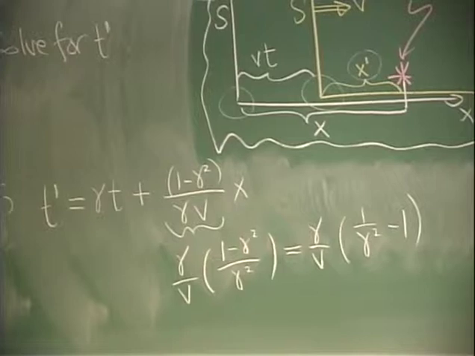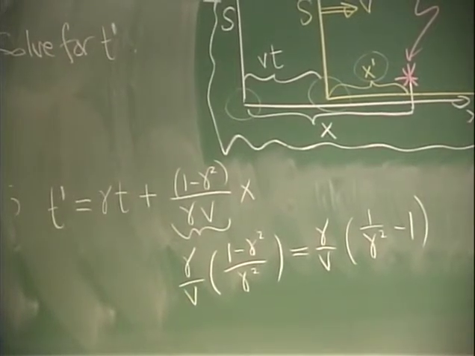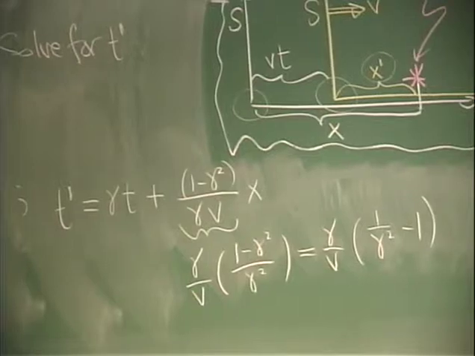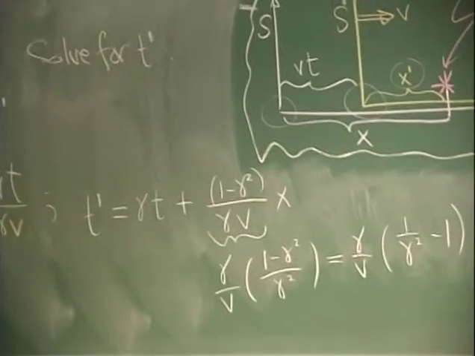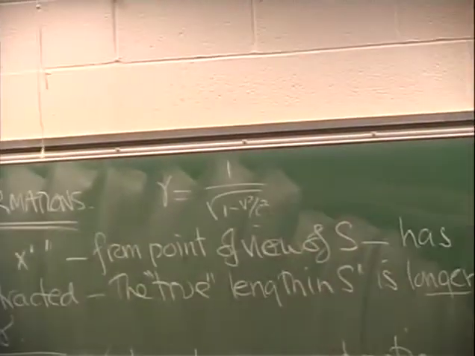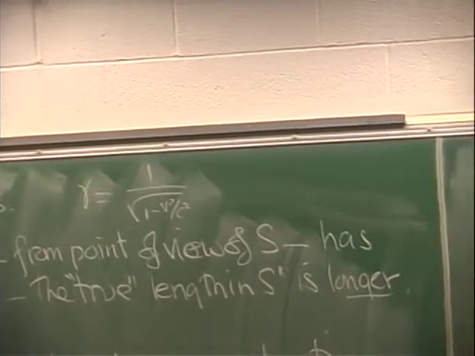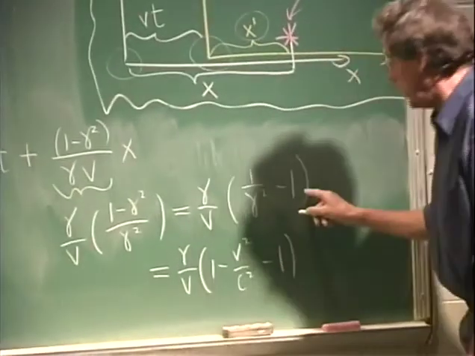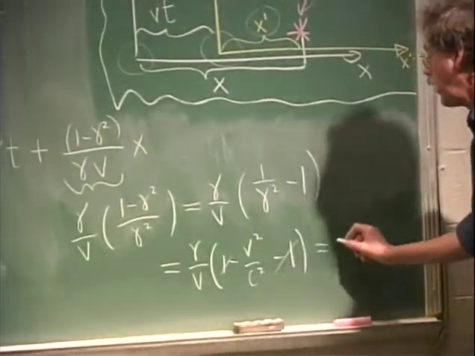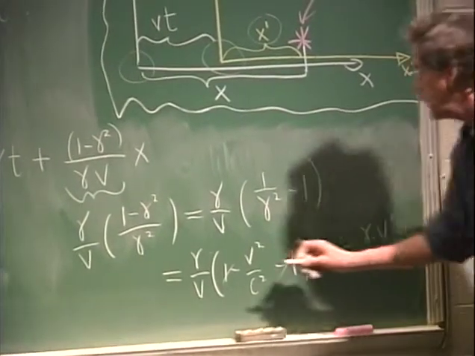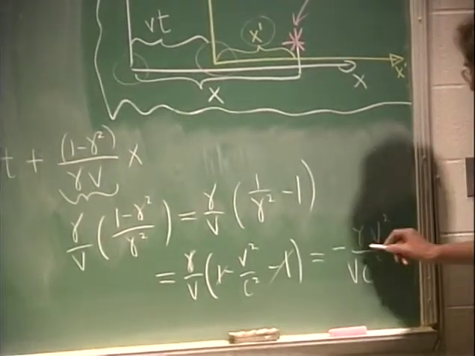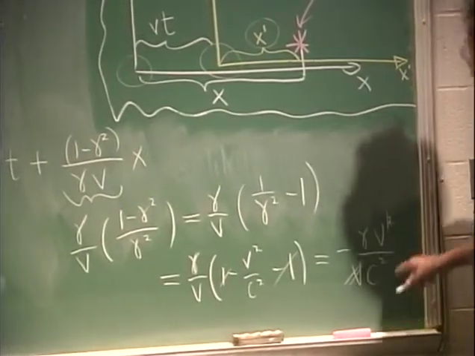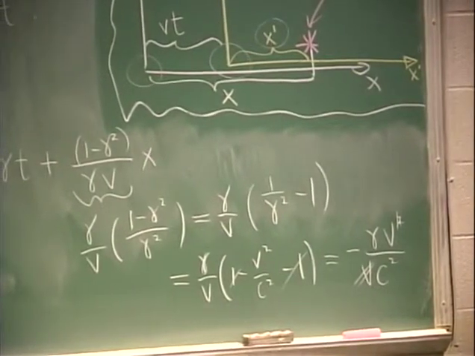Well, what is 1 over gamma squared? I lost you. I think I might have. 1 over gamma squared would put this up in the numerator. Square it would be 1 minus v squared over c squared. So this is gamma over v times 1 minus v squared over c squared minus 1. The 1's cancel, and I get minus gamma v squared over v c squared. V cancels, and I get minus gamma v over c squared.